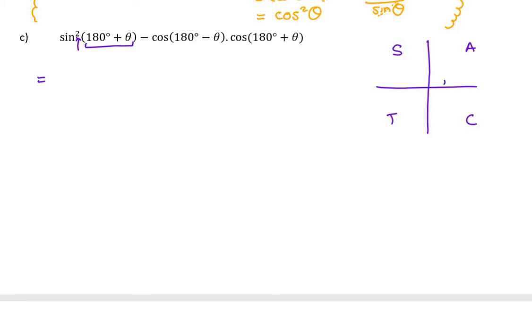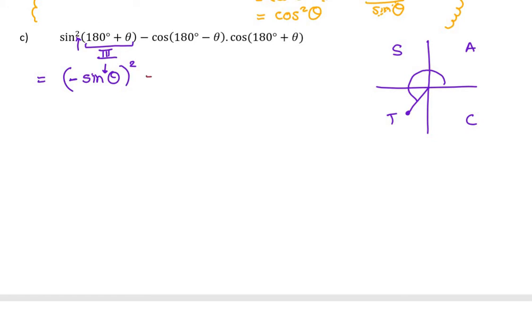So where is 180 degrees plus theta? 180 degrees plus theta is in quadrant 3. So if this is in quadrant 3, I need to ask myself, is sine negative or positive? Well, only tan is positive, so this is negative sine theta. However, I am squaring it. Now we prefer in this case to write the square outside the bracket, simply because the negative is being squared as well. Whereas if I write it in the place that I normally write it, then is the negative being squared or not, and it gets confusing.